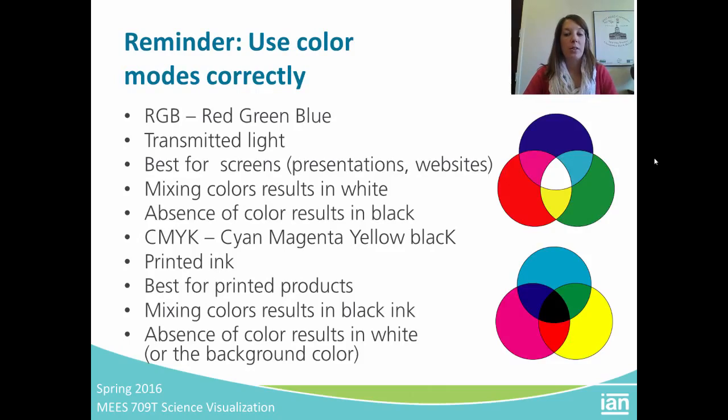Use color modes correctly. This is also useful. In Illustrator, you're going to set your mode to either be CMYK or RGB based on what your product is going to come out as. And remember, your map being projected on a screen can look very different from the map that's printed out of a color printer. So you want to make sure you're checking both those things and using the appropriate color mode.